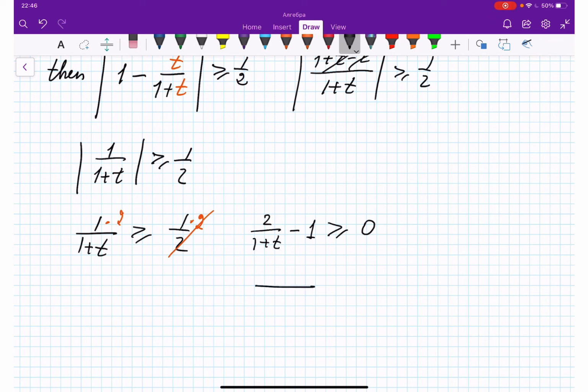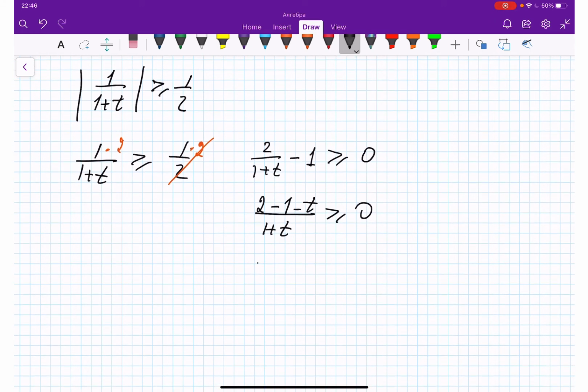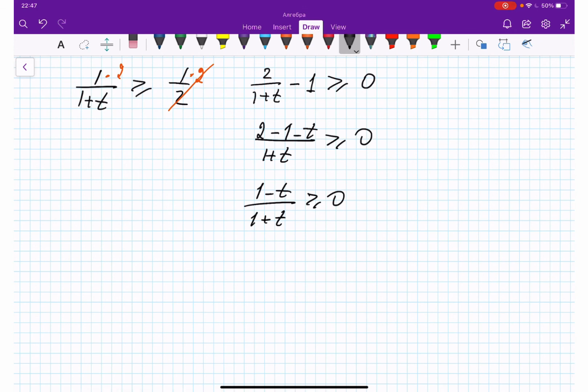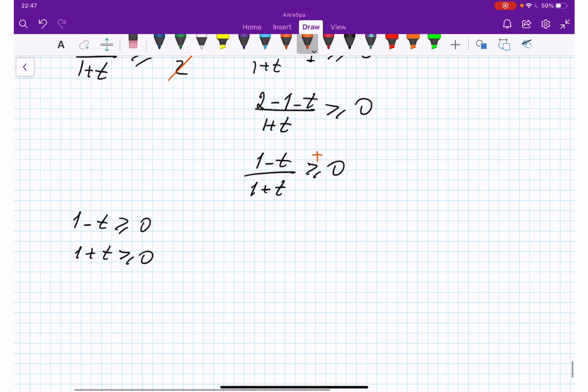Okay, bringing to a common denominator 1 plus t, it's going to be 2 minus 1 minus t, greater or equal to 0. That means (1 - t)/(1 + t) is greater or equal to 0. And from here we are getting 1 minus t greater or equal to 0, and 1 plus t also greater or equal to 0, because here we have positive, right? That means both are positive or both are negative. So in the other case, it's going to be 1 minus t less or equal to 0, and 1 plus t less or equal to 0.